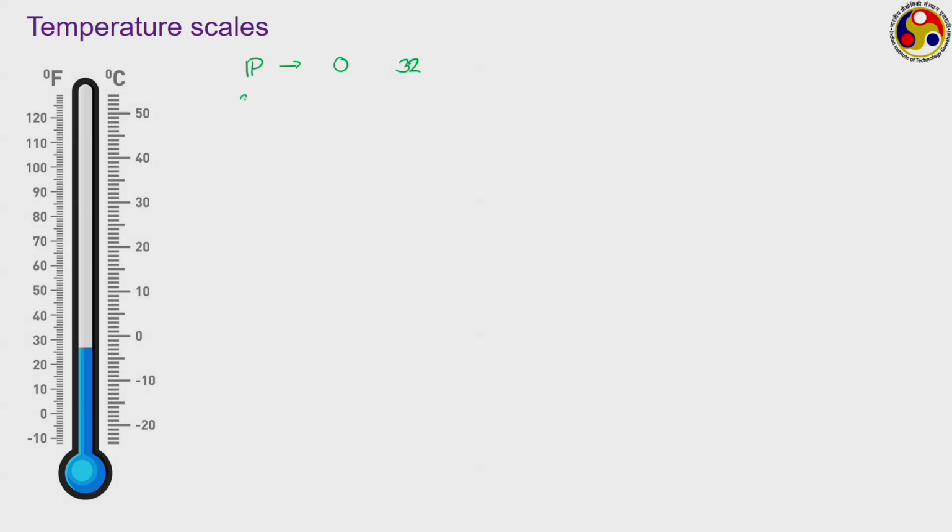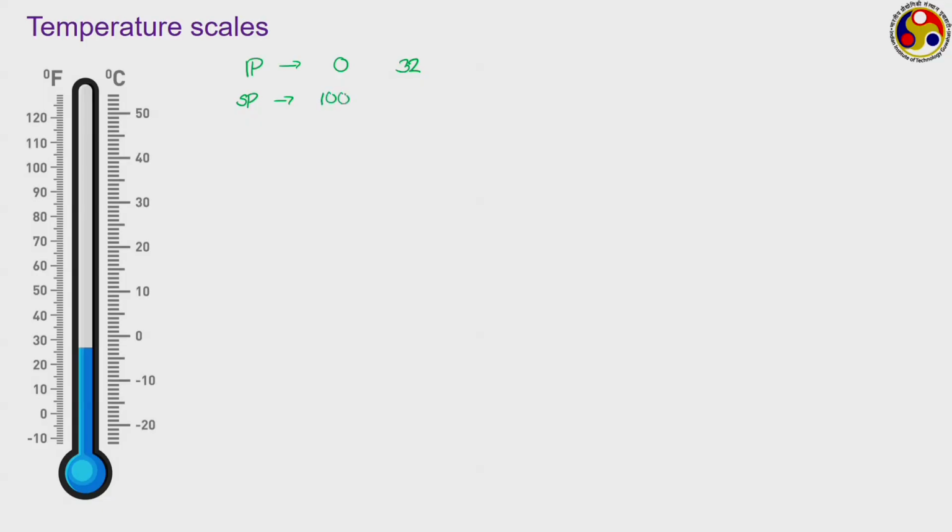Similarly, the second point is called the steam point. Steam point refers to the temperature at which water under atmospheric condition starts to boil, or the liquid to vapor phase conversion for water under atmospheric condition starts. That temperature is called the steam point. Now, in the Celsius scale we call the steam point 100, and in the Fahrenheit scale we call that 212. So, in the Celsius scale the distance between the ice point and steam point is 100 units, whereas in the Fahrenheit scale the distance is 180 units.